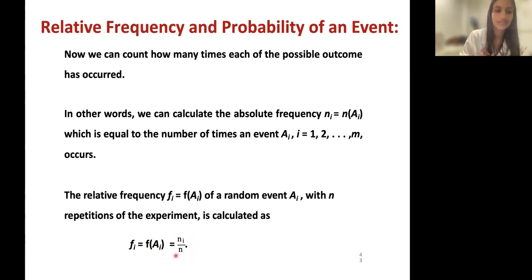For example, let Ai be the event where I get 1. So let's say A1. The relative frequency of A1 is 2 divided by 10, which is 1 divided by 5.